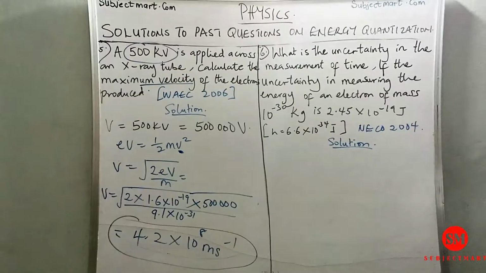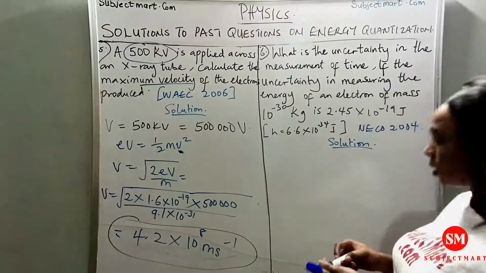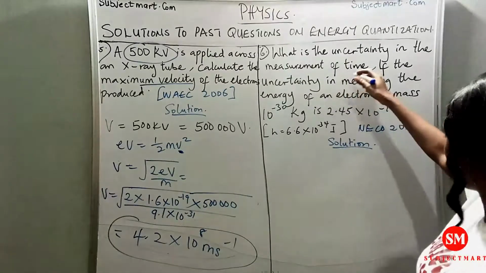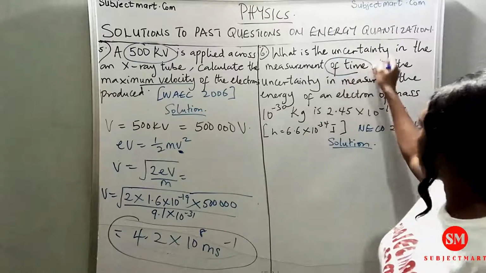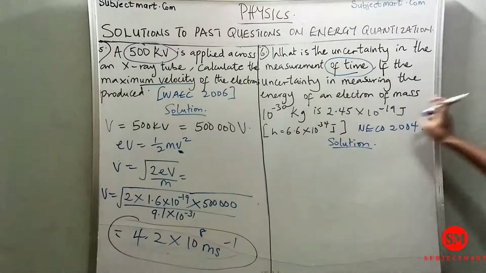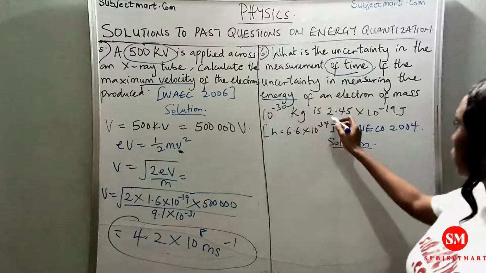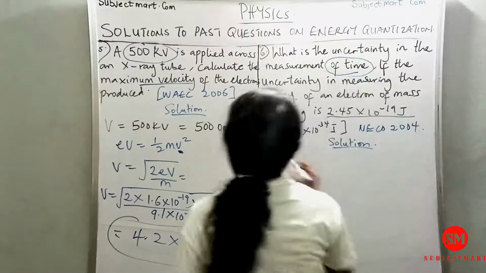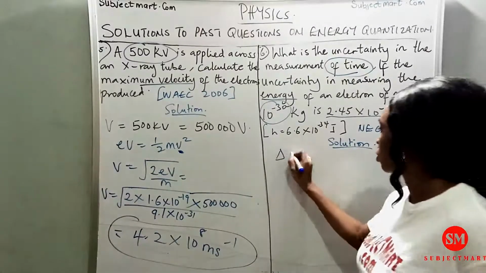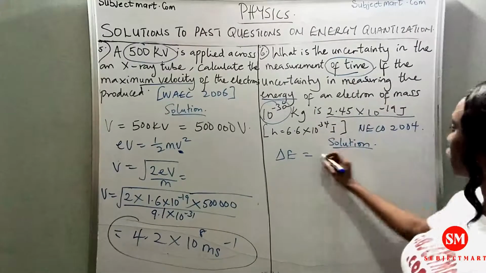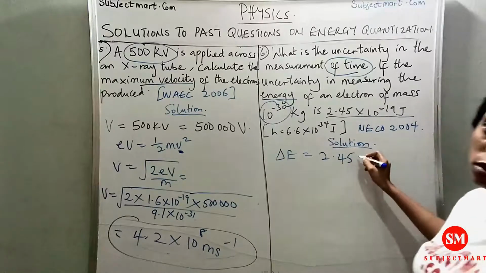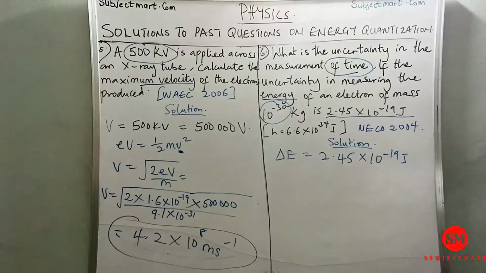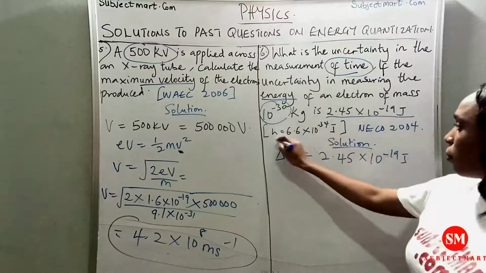Okay, so question 6 says, what is the uncertainty in the measurement of time, if the uncertainty in measuring energy, this is that of energy, and this is the mass. From this question now, the uncertainty in the energy is 2.45 times 10 raised to the power minus 19 joules. We have the mass and we have the Planck's constant.